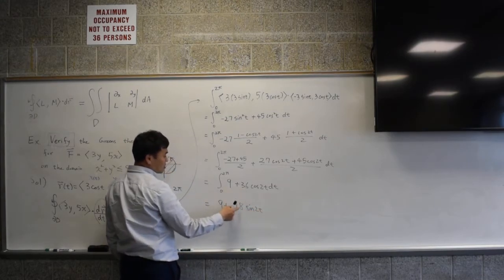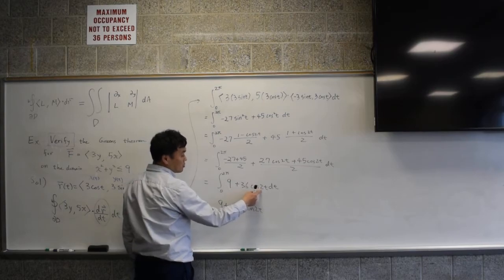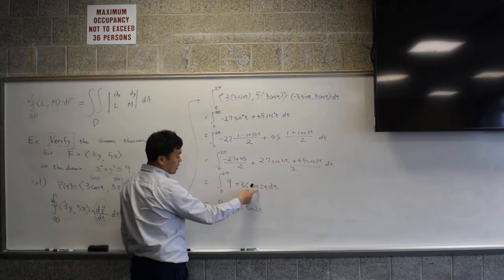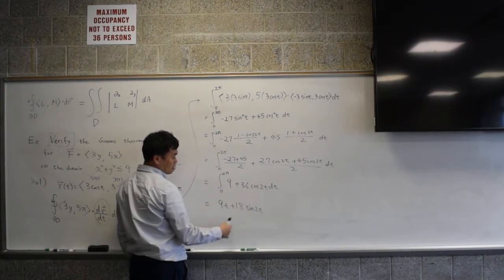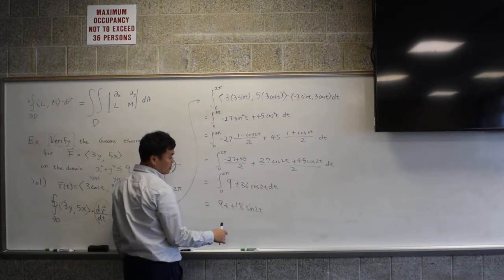Why did 36 turn into 18? Because of this 2, you have to divide by this number, right? So you have to divide 36 by 2 because of this number. If it was 3, then you have to divide by 3. The reciprocal of this number comes up front.